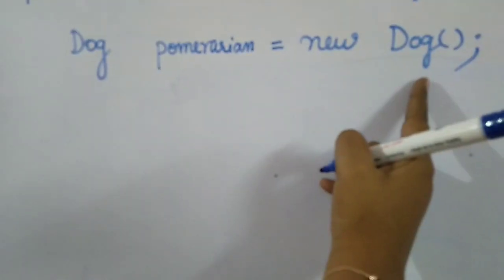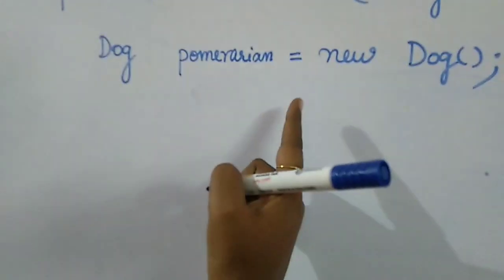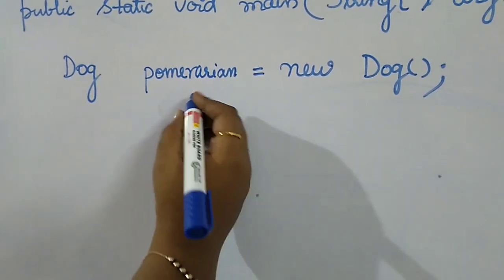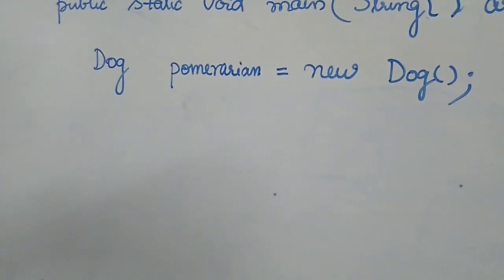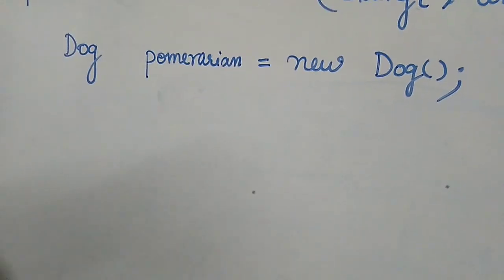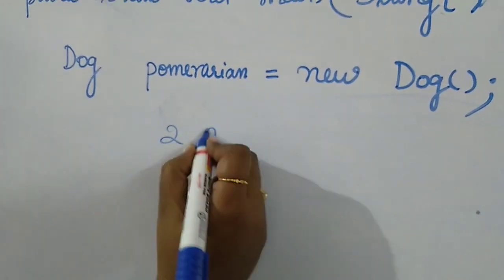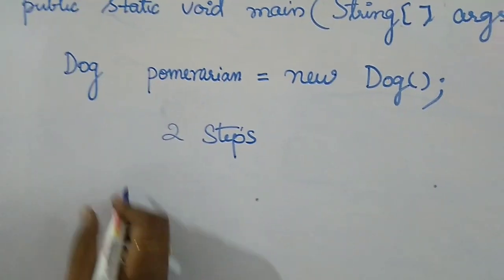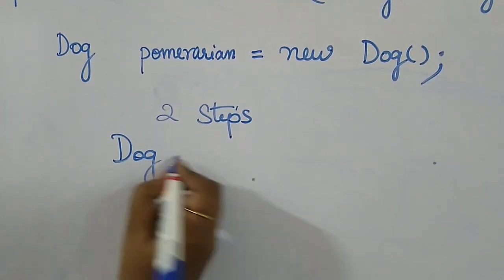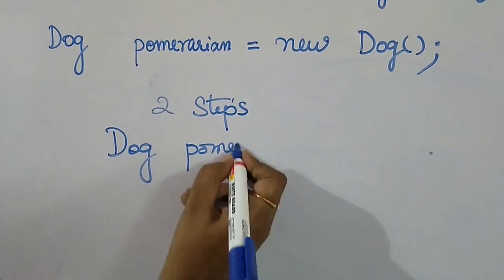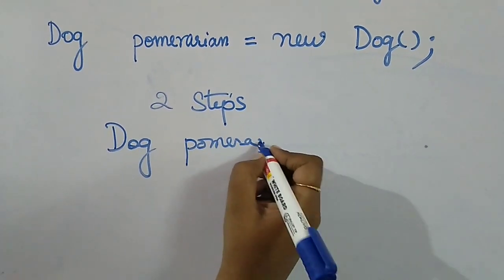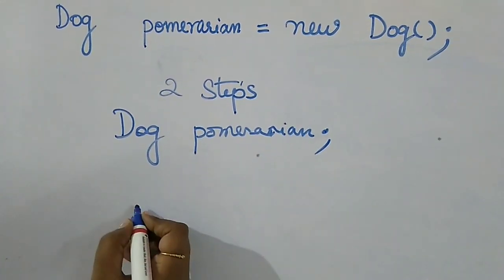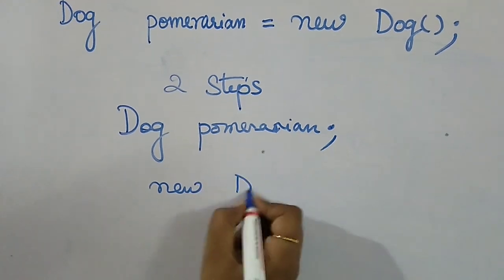So by doing this, an object is created in your memory and the address will be given to Pomeranian. So Pomeranian is the reference variable which will be holding the address of the object. This can be written in 2 steps also. Rather than writing it in 1 step, you can also write it in 2 steps. I can simply write Dog Pomeranian, and a semicolon, and then I can say new Dog.